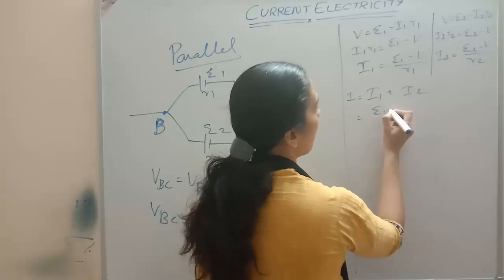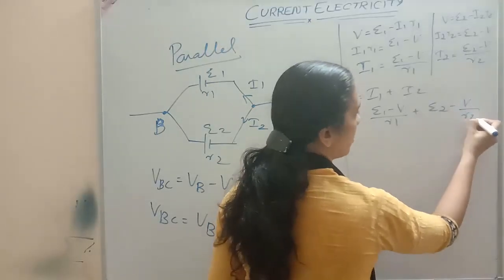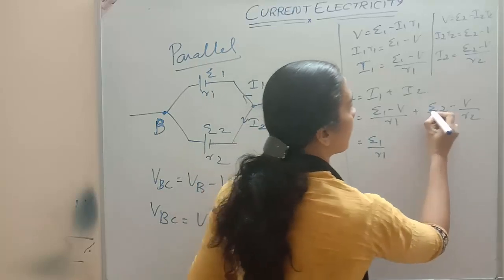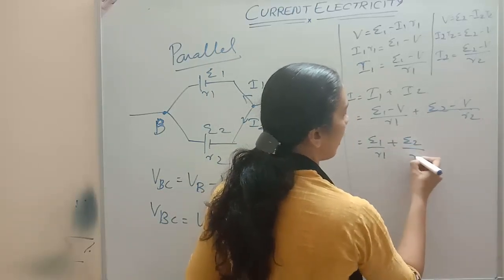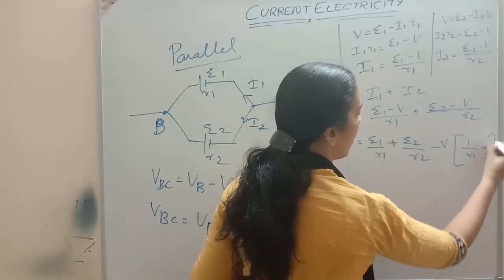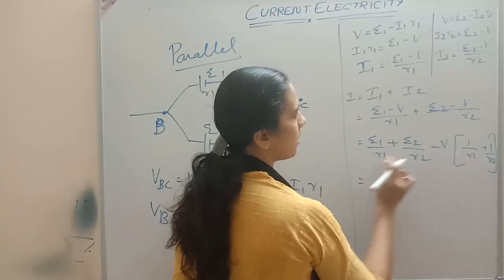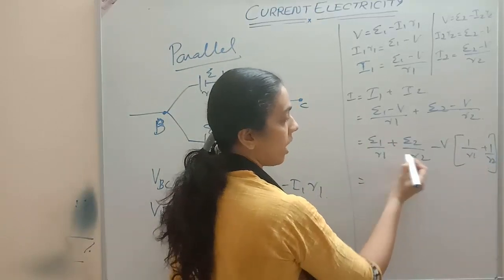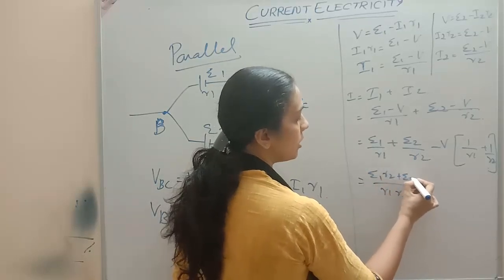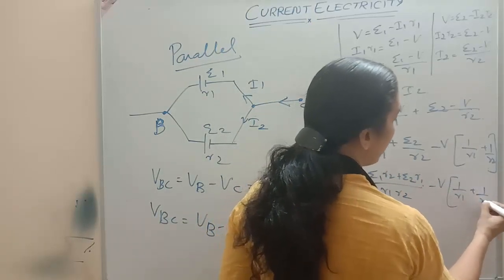Therefore, E1 minus V by R1 plus E2 minus V by R2. Okay, clear? So, we can write it as E1 by R1 plus E2 by R2 minus V into 1 by R1 plus 1 by R2. Here, while solving this, R1 R2 is the LCM. So E1 R2 plus E2 R1 minus V into 1 by R1 plus 1 by R2.